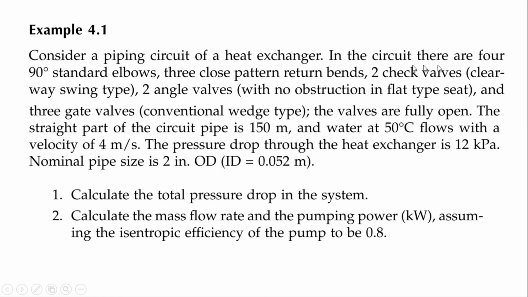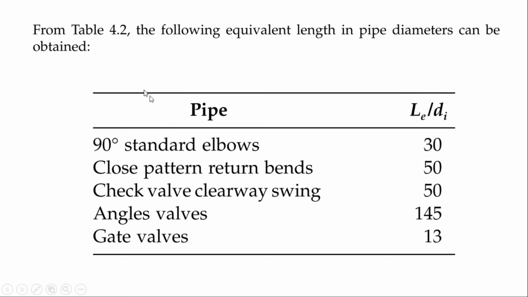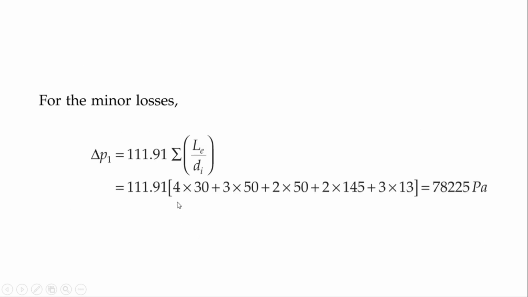So it is mentioned that there are 4 standard 90-degree elbows, so you have to multiply by 4 with the 90-degree elbows, and the length to diameter ratio is 30. Similarly for all the other fittings, the length to diameter ratio is given in the table, and the number used in the fitting is also mentioned, so you have to put that value.